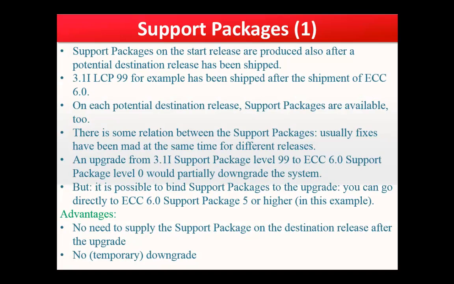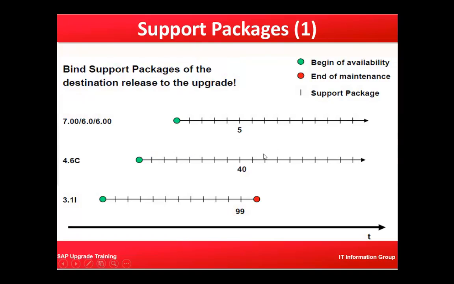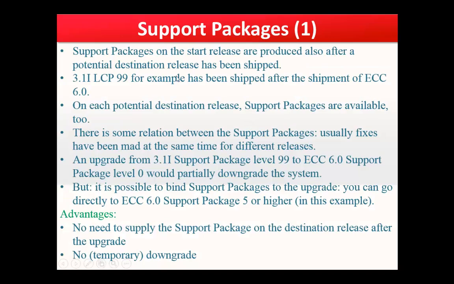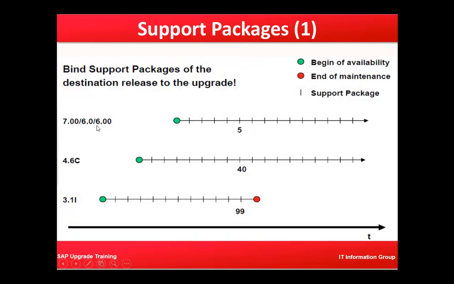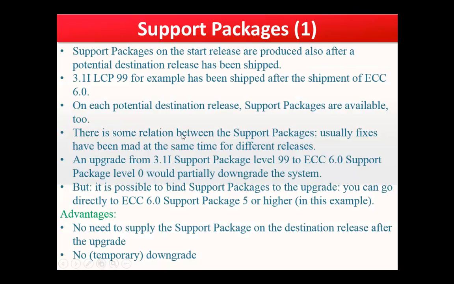Okay, so as an example, what we saw is that 3.1i SP 99 is shipped after the shipment of ECC 6.0. So basically this is shipped after the shipment of our ECC system. On each potential destination release, support packages are available too. What we are seeing here is that at this release we have a potential component, this potential component. So we need to find out the relevant bind package at that particular release. There is some relation between the support packages. Usually fixes have been made at the same time for different releases.